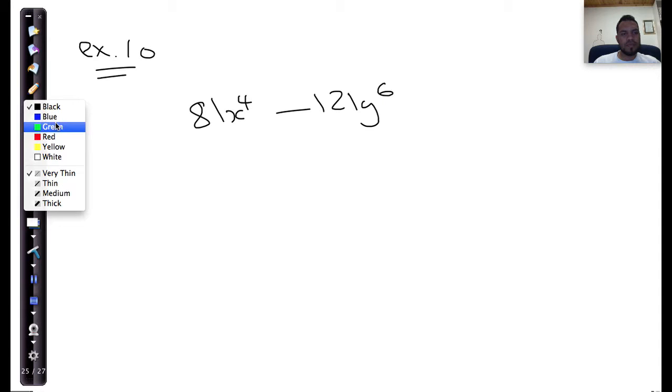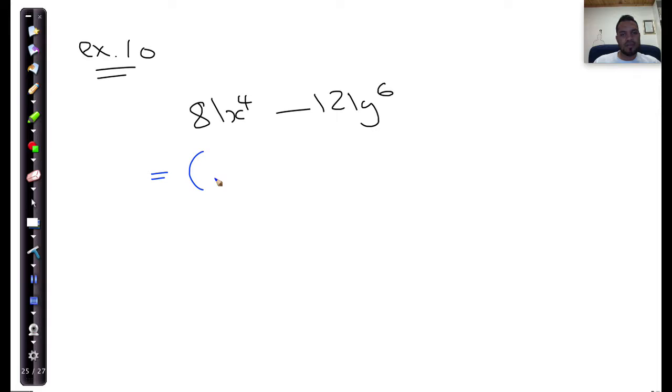Very easy. One more example, and then in a separate video I'm going to do a little bit more advanced example. Okay, so let's take 81 x to the power of 4 minus 121 y to the power of 6. This is equal to 9x squared, because the square root of 81 is 9. Square root of x to the 4 is x to the 2.